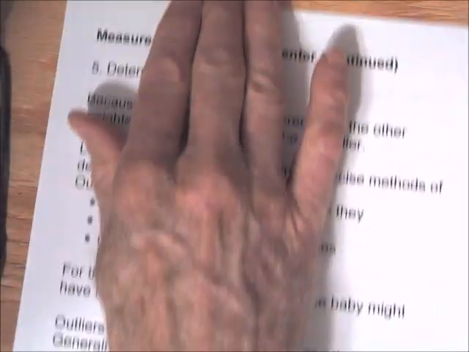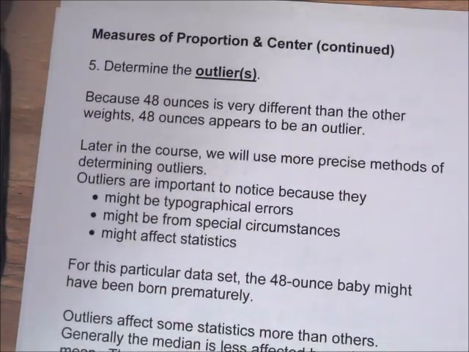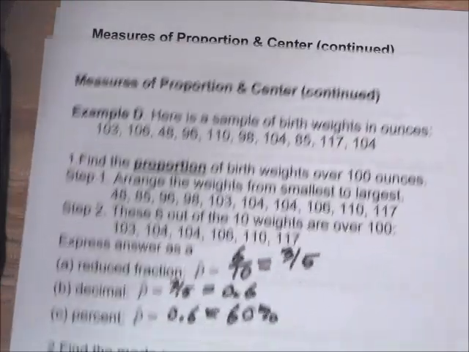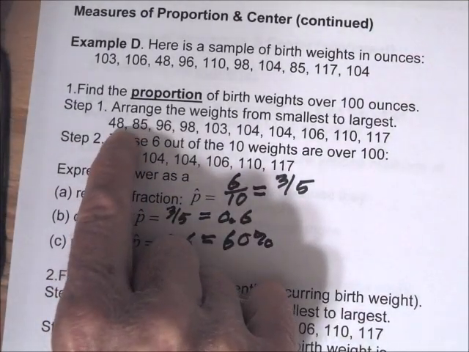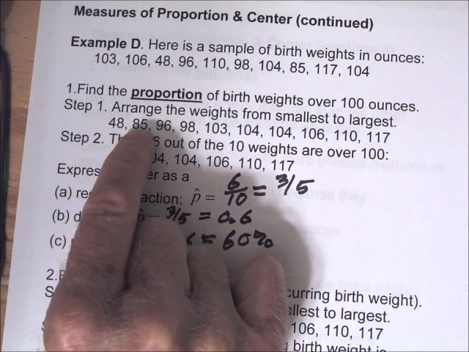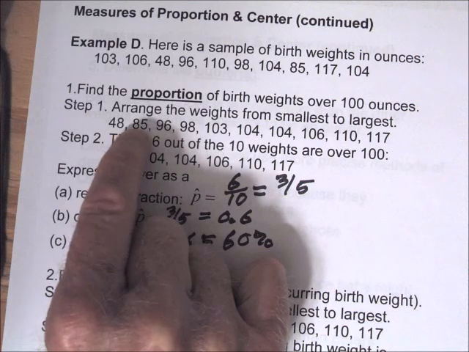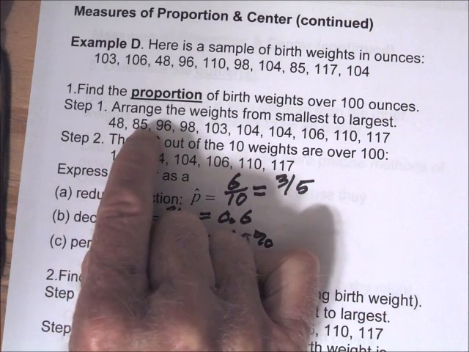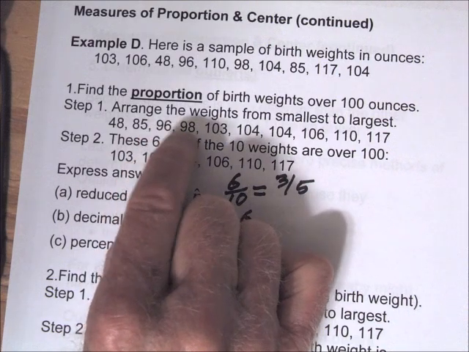Another thing to notice about any data set is whether there are outliers. And if we look at the data in order from smallest to largest, the outliers are more obvious. So the smallest number is 48, and the next smallest is 85. So there's a gap of about 37 between there, and that's actually a pretty big gap. From 85 to 96, there's a gap of 11. Here we have a gap of 2, 96 to 98.